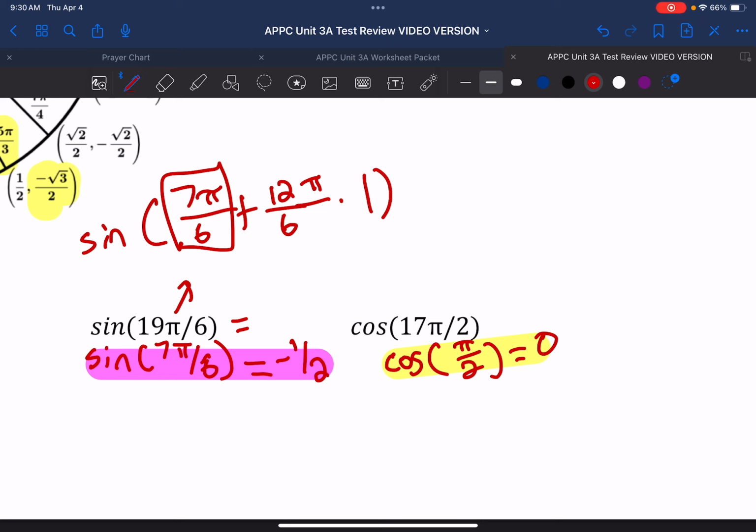And remember, if I want to break this apart the math way, I could write this as plus 4 pi over 2. 4 goes into 17 4 times, and I've got a remainder of 1.